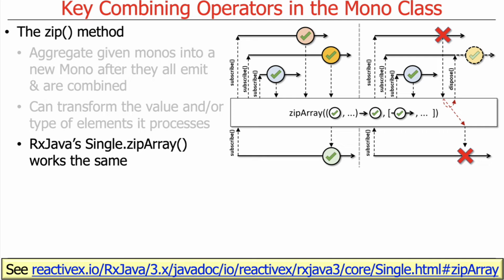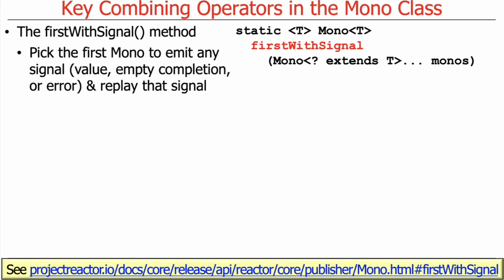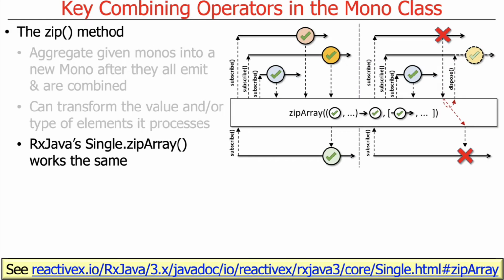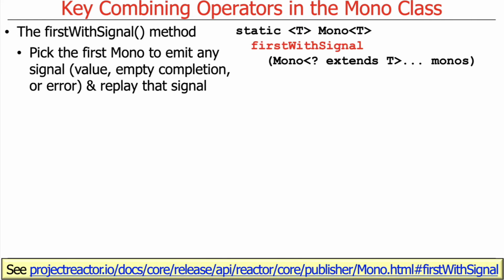There's a zipArray method, once again not quite named the same, in RxJava's Single class that does the same thing. And I guess in some sense, you can think of this a little bit like the allOf method that we've got with completable futures. It's kind of like completable futures allOf.